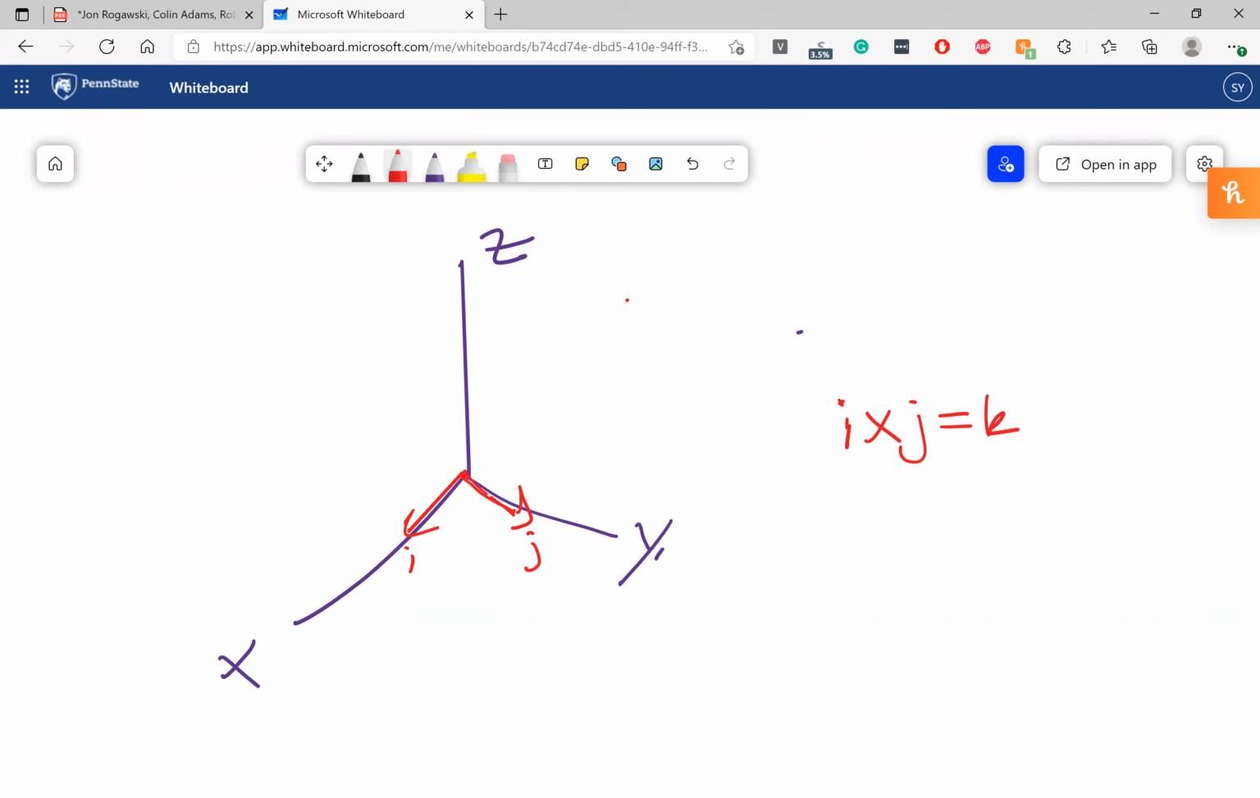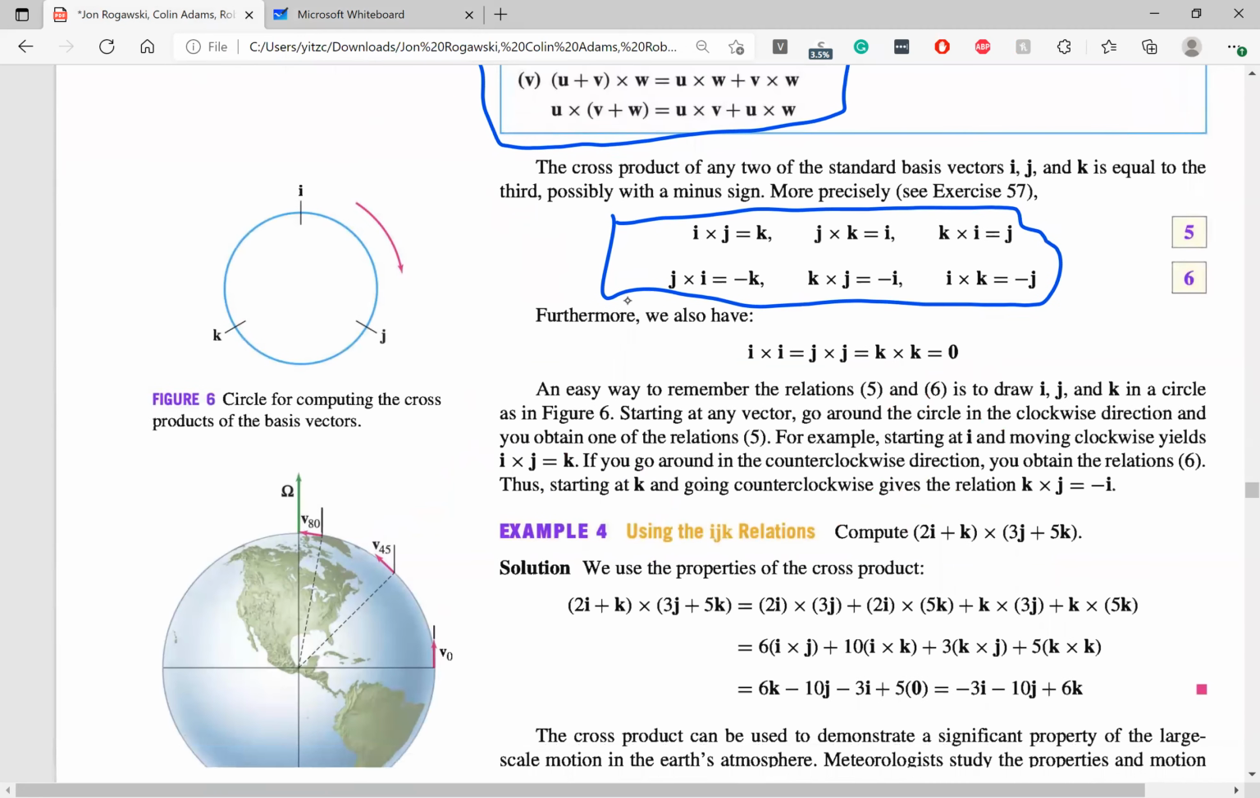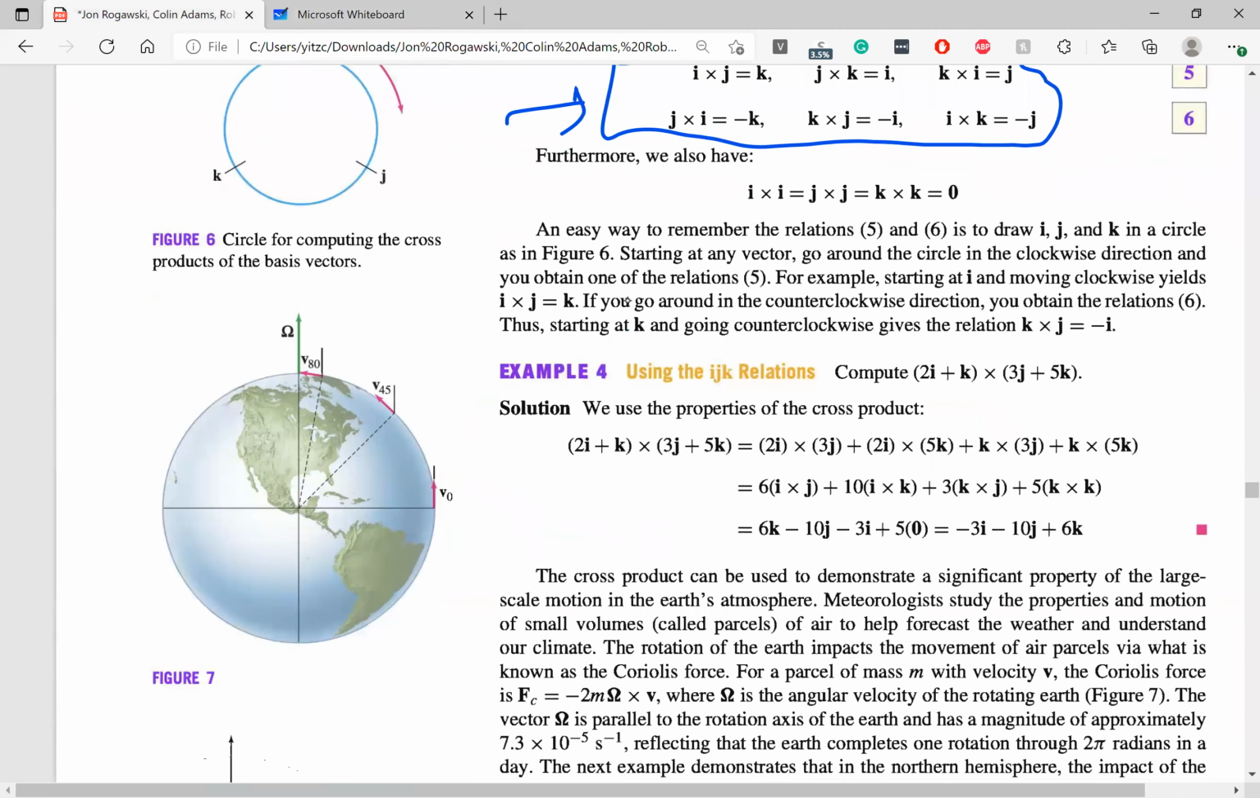And the cross product of J cross I, well, because of the rule that we just learned, this is the negative of this cross product, so we know it's negative K. Or you can just try the right-hand rule again, put your fingers in the direction of J, the back of your hand in the direction of I. Now your thumb is pointing down, so this is negative K, because K is pointing upwards. And the rest of these rules follow in a similar way.